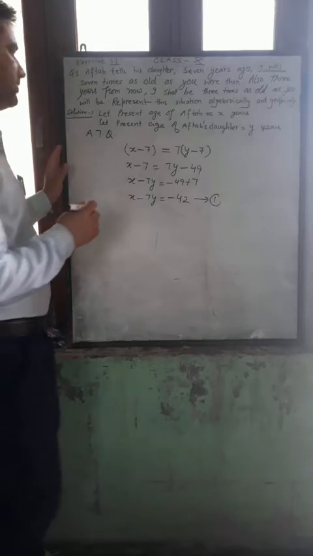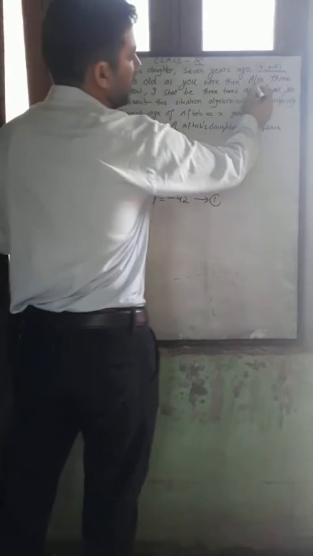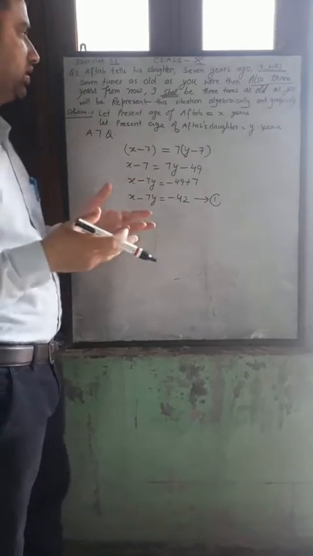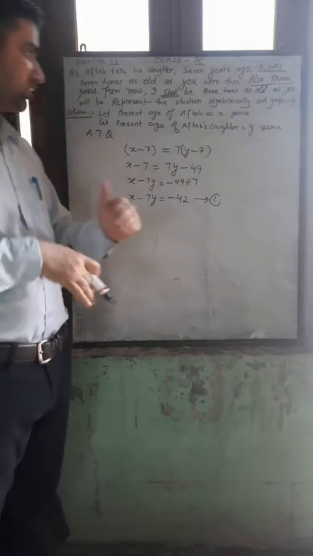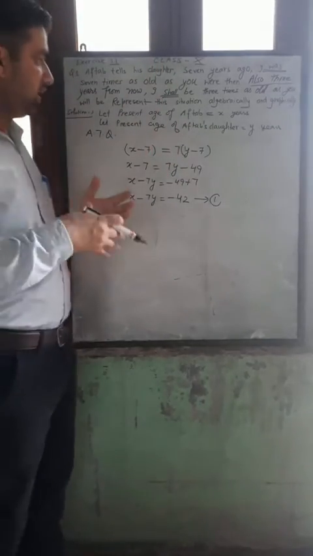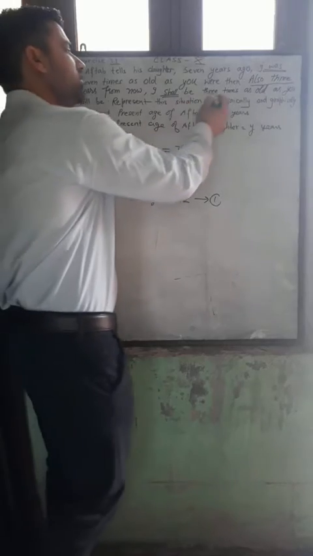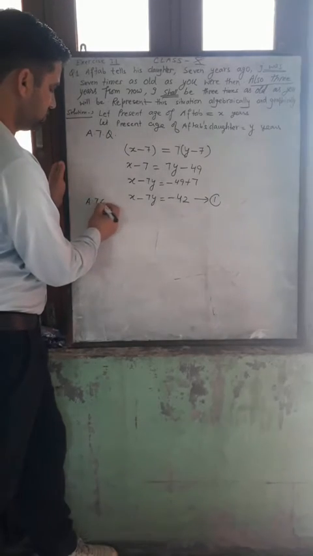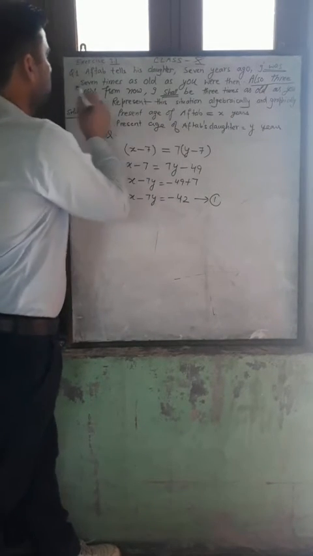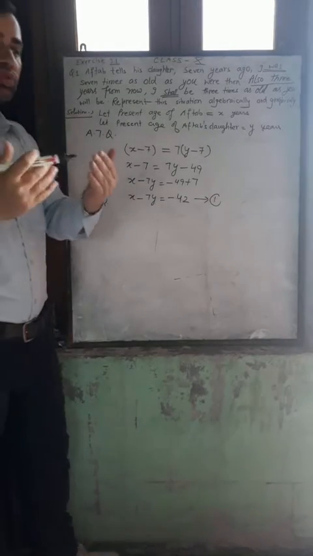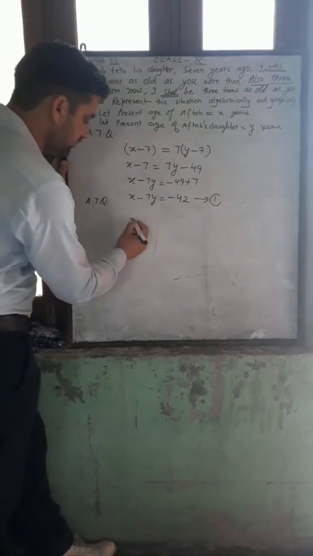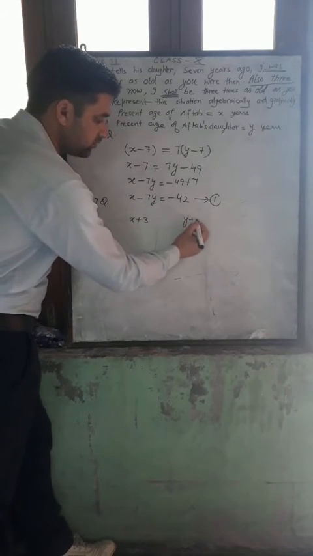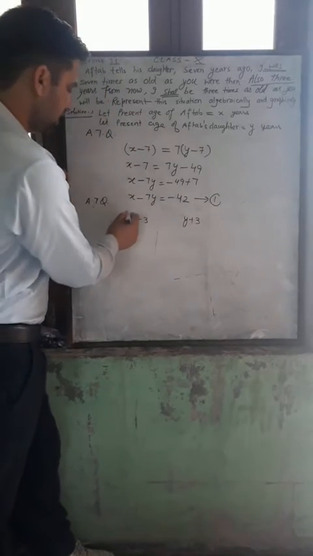Now another condition. Also 3 years from now I shall, you know, shall and will are used for the future. In future age we add plus. I shall be 3 times as old as you will be. Represent this situation. So now again according to the question, also 3 years from now, 3 साल बाद, so what is Aftab's age? x plus 3. What is Aftab's daughter's age? y plus 3.